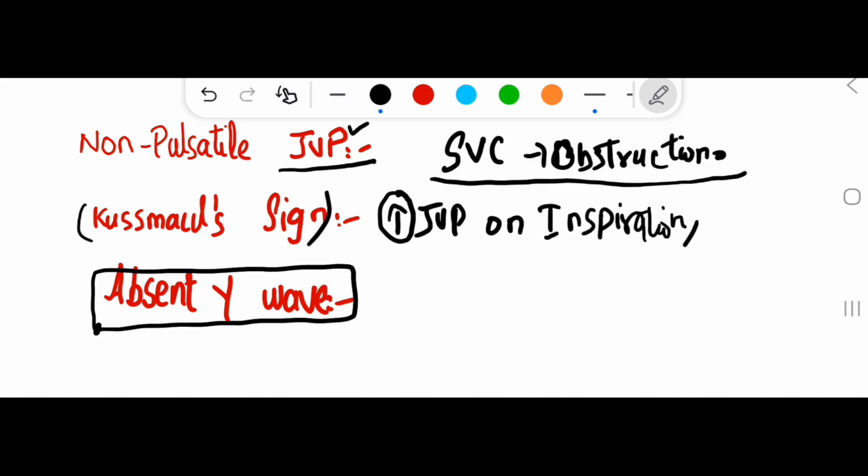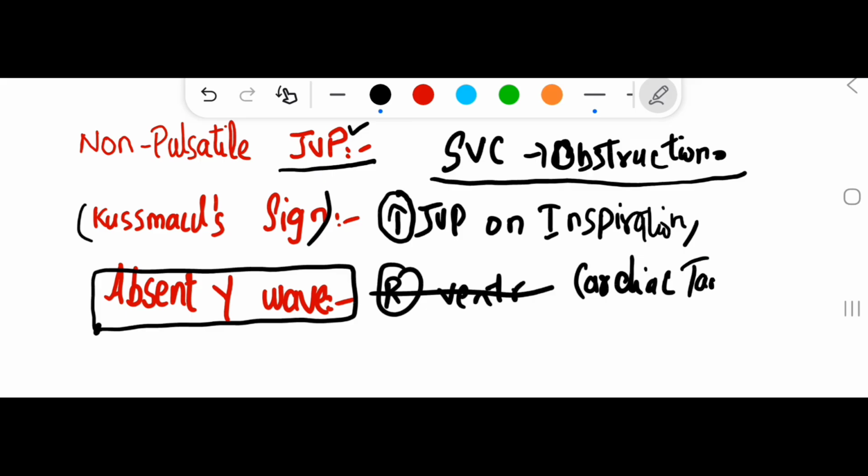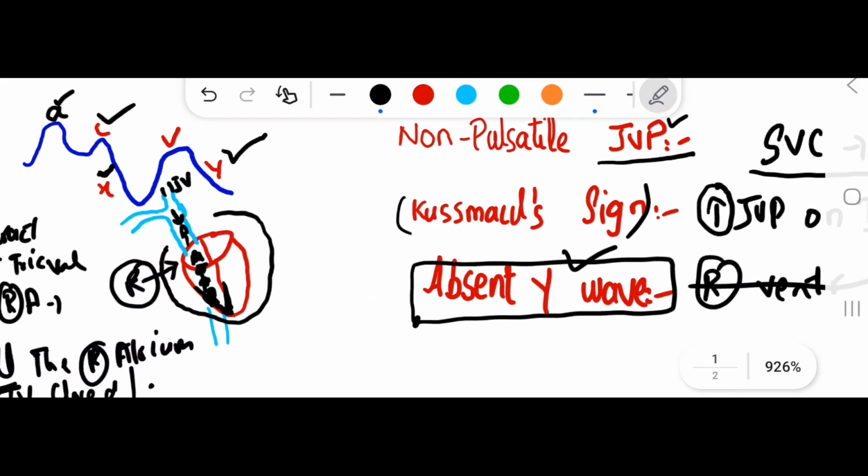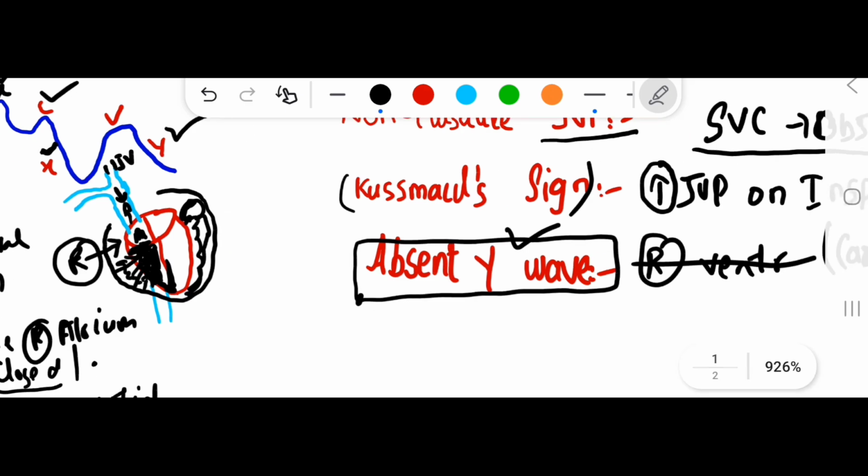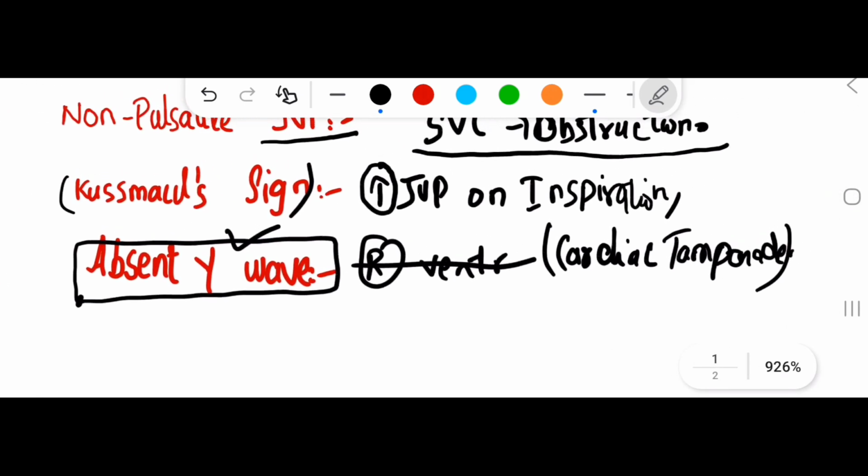What are absent Y waves? Absent Y wave is seen when there is impaired right ventricular filling. Impaired right ventricular filling is seen in cardiac tamponade, when the effusion outside the myocardium, inside the pericardium, causes compression of the right ventricle, and therefore the heart cannot fill with blood. When there is compression on the right ventricle, the right ventricle is unable to fill with blood, and therefore there is an absent Y wave, which is seen in cardiac tamponade.